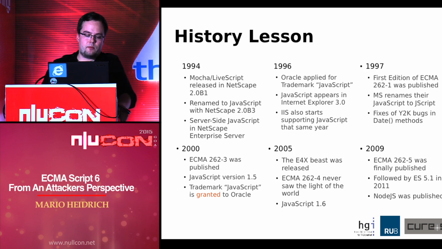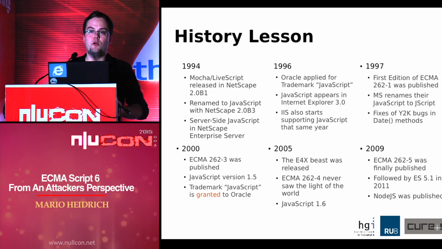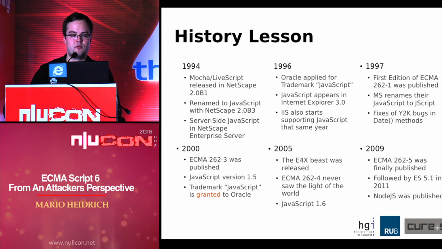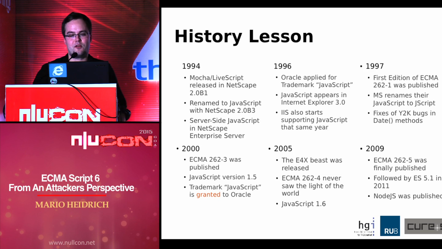In 1996, Oracle applied for the trademark JavaScript. I don't really know why, but they kind of saw, hey, that's an awesome term, let's apply for a trademark. And JavaScript, aka JScript, which is fairly different from actual JavaScript, first appears in Internet Explorer 3.0. So in Internet Explorer 2.0, there was no real scripting, they just introduced it in the third version of this amazing browser. And IIS, Internet Information Services, Microsoft's server, also starts supporting JavaScript on the server. So again, let's talk about the hotness of JavaScript on the server.